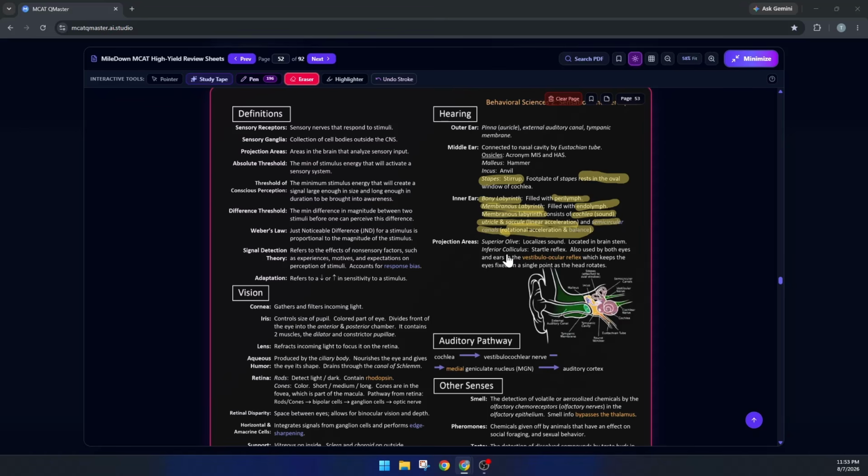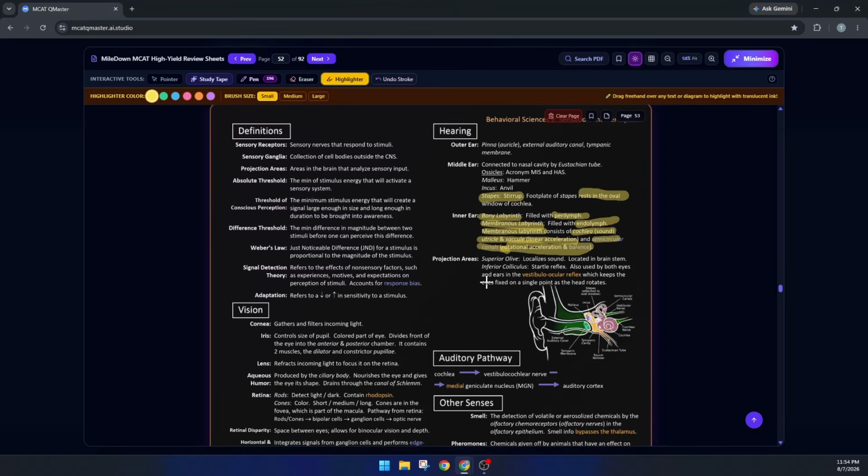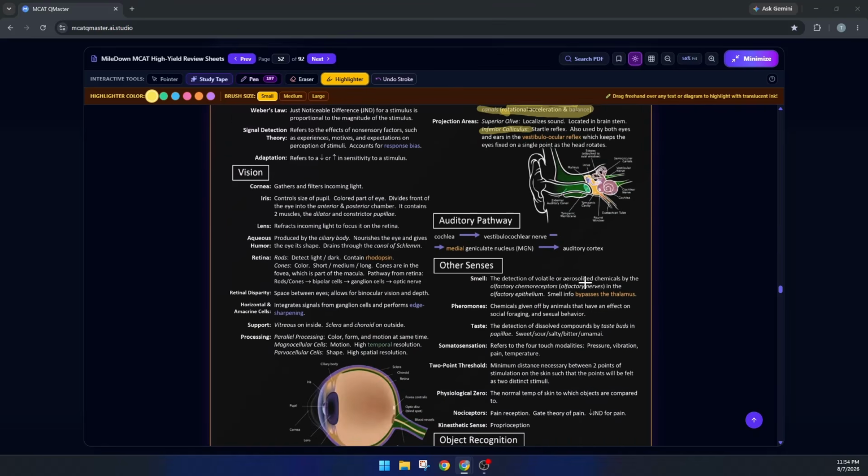The inferior colliculus is in your midbrain, and it is primarily for the startle reflex. It processes any sudden loud auditory stimuli and then triggers an involuntary motor response. So if you ever get scared by a very loud sound, think about your inferior colliculus.